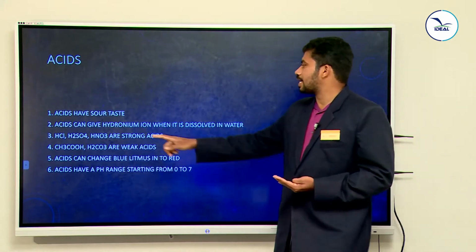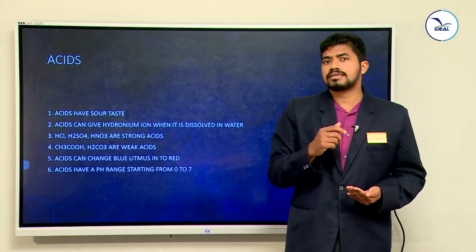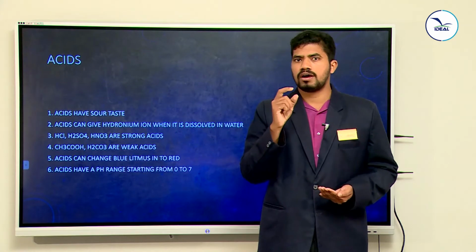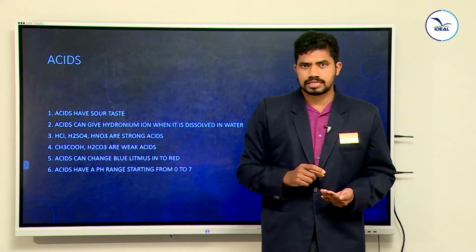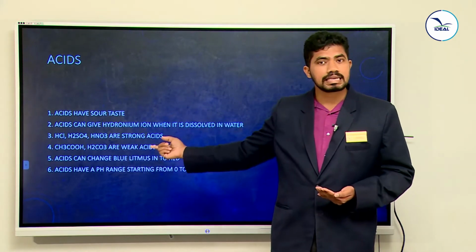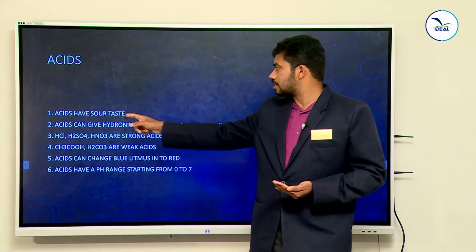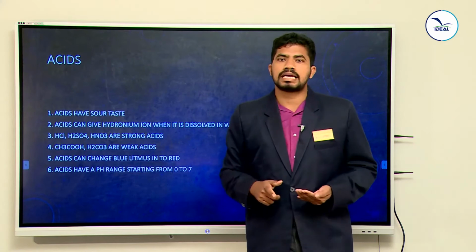In the same way, we have carbonic acid, because we drink soda. The chemical composition of soda is water and carbon dioxide, so we have carbonic acid, a weak acid. But what about the others? HCl, H2SO4, HNO3, all are strong acids.